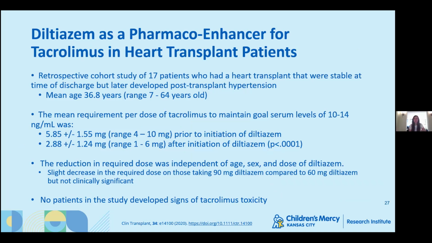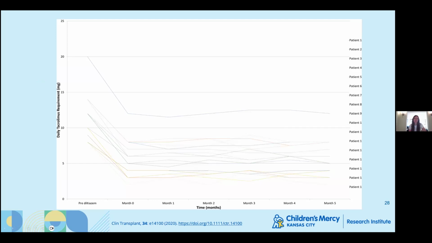And you can see there was a pretty significant drop in the mean per dose requirement, and it was statistically significant. They did not in this study find any correlation with age, sex, or the dose of diltiazem. They did find a slight decrease in the required dose of tacro on the higher dose of diltiazem, but it was not clinically significant. And none of the patients in the study developed any signs of tacrolimus toxicity. And this last slide here just really highlights that nice drop from pre-diltiazem down to month 0, the time they started it, in the tacrolimus requirement.